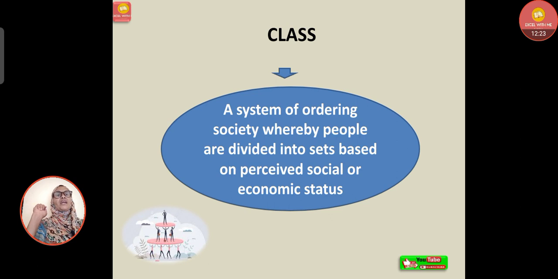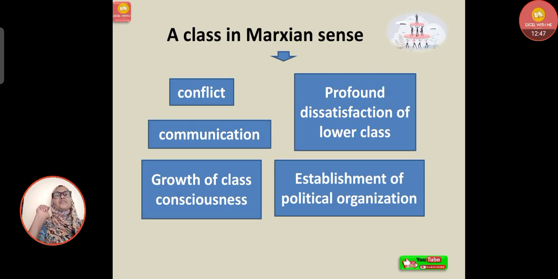Now, let's understand the next constraint, that is class. Now, what is a class? A system of ordering society whereby people are divided into sets based on perceived social or economic status is called class. Now, let's understand class in the Marxian sense here.